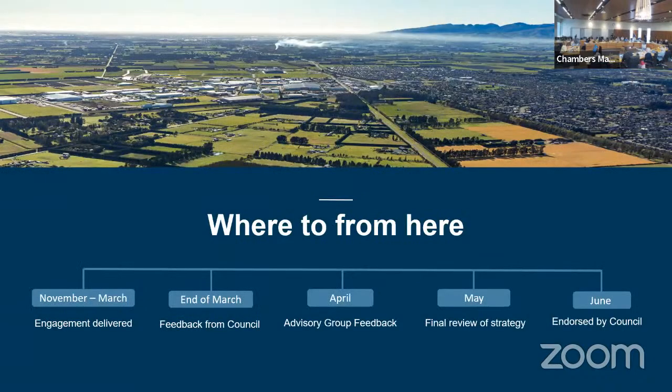So where to from here? We're seeking your feedback today to inform the direction of the draft strategy and the priority actions. We will then be circulating an executive summary with the 50 business leaders in our advisory group for feedback in April. The full draft document will then be shared with Council on the 1st of May, where you will have another opportunity to provide input. Following this, all documentation will go to Council seeking final endorsement on the 12th of June.